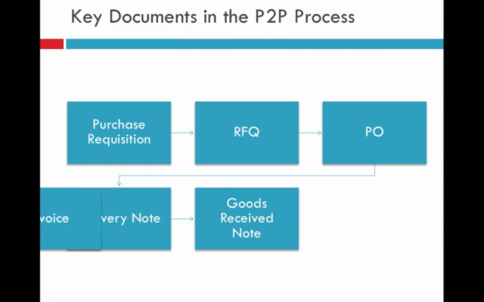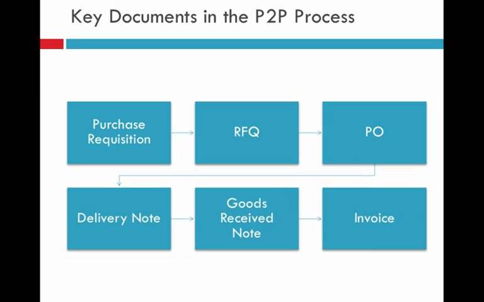And finally, we have the all-important invoice, which is also the bill sent by the supplier to the buyer. So these are the 6 very, very important documents involved in the procure to pay process. And now let's take a look at them one by one.